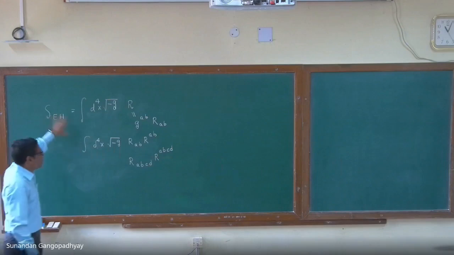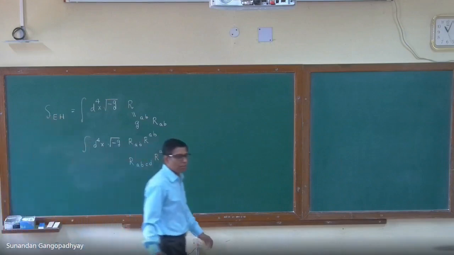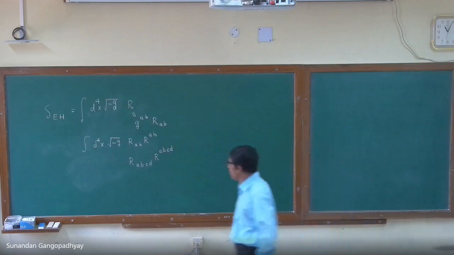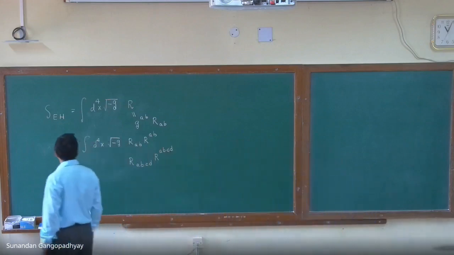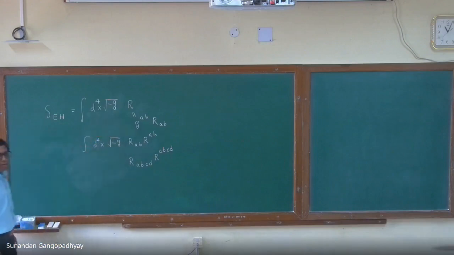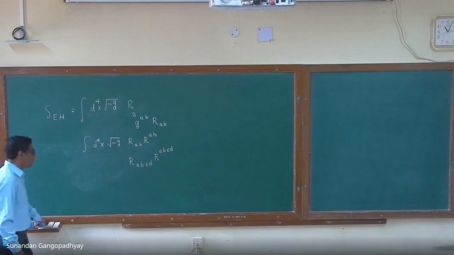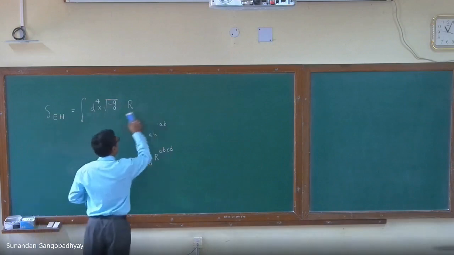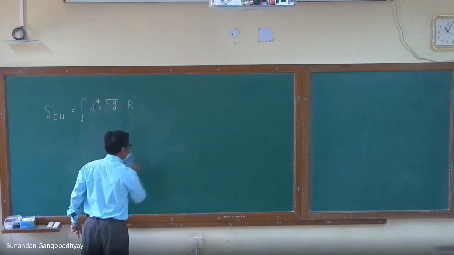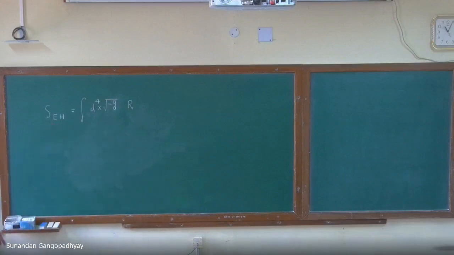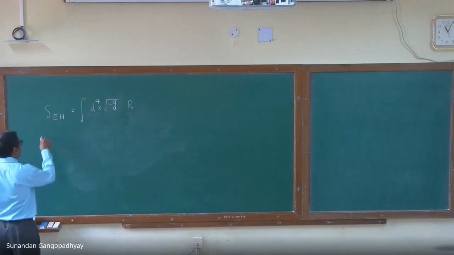So the choice of your action is not unique. You can write down many possible actions, but the only thing that you should keep in mind is that it should be a scalar and it should be invariant under general coordinate transformations. These are the only principles that you should keep in mind. But what we shall do is start from this one and see what are the consequences of varying this action. So let us try to vary this action.